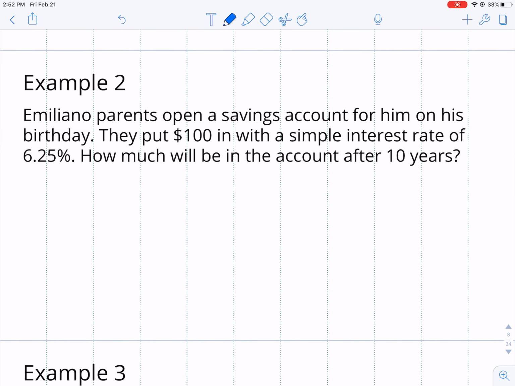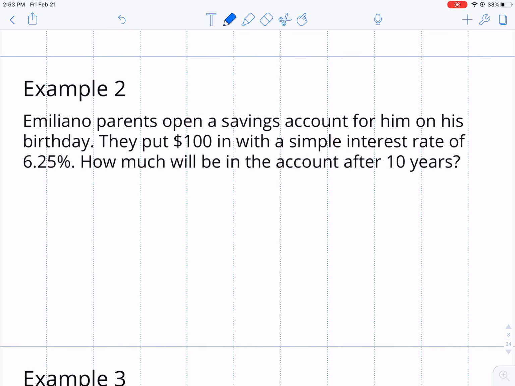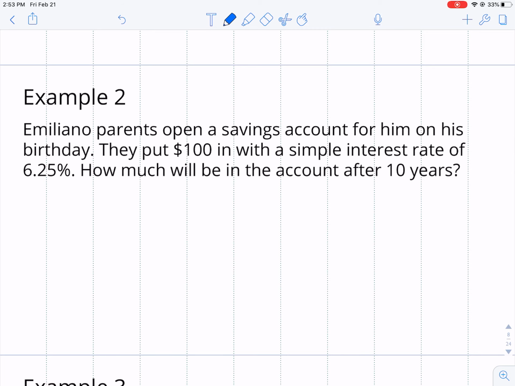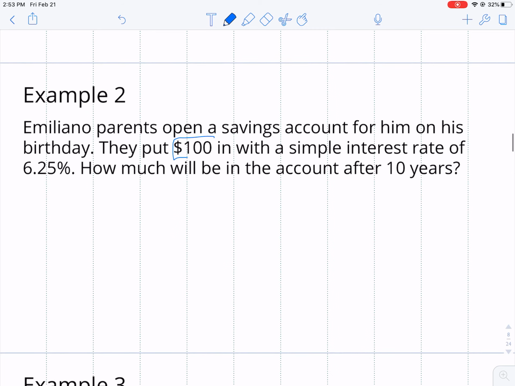Number 2. Emiliano's parents opened a savings account for him on his birthday. They put $100 in with a simple interest rate of 6.25%. How much will be in the account after 10 years? So the $100 is what they began with, so that's the principal.